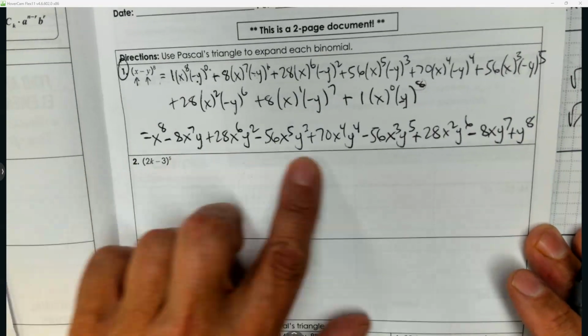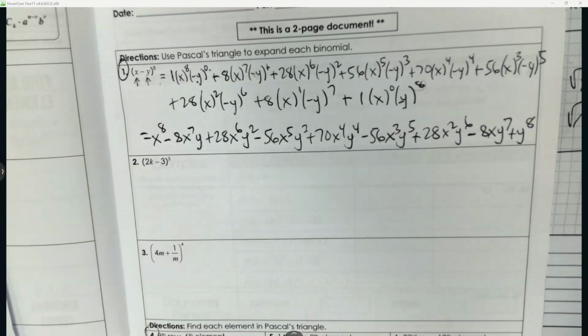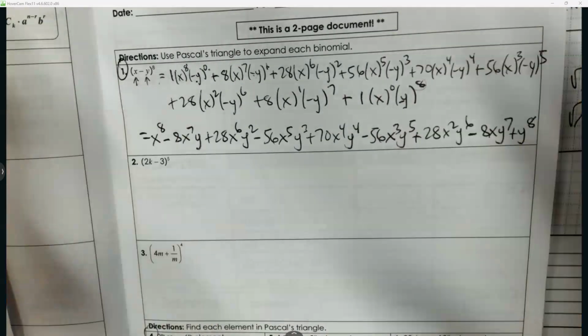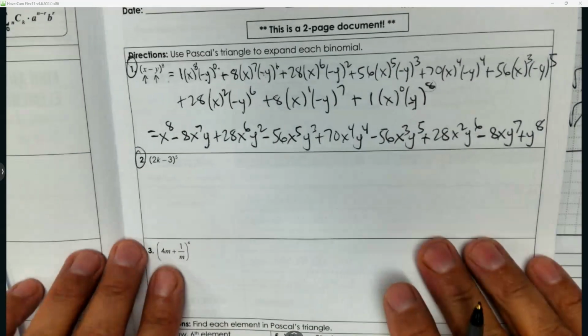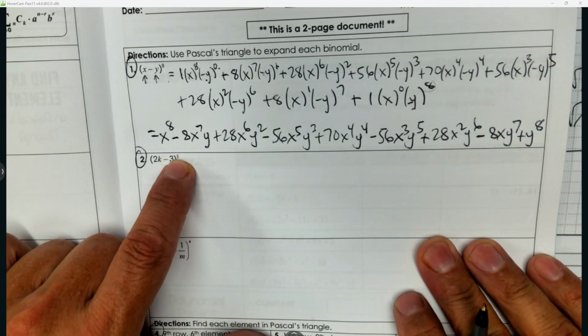And there it is. Using Pascal, you can't imagine, if you didn't have a calculator, how long that would take to expand if you didn't have Pascal's triangle. All right, let's try number 2. So it's to the exponent 5.